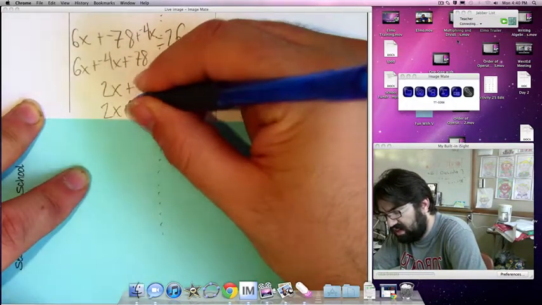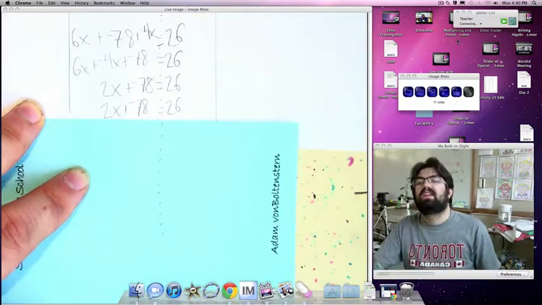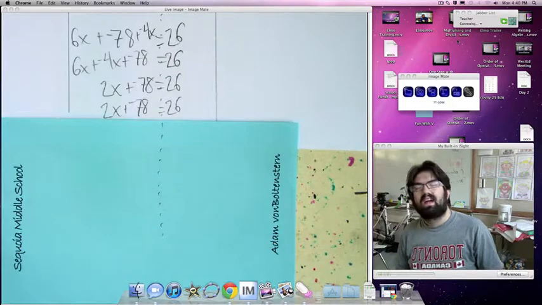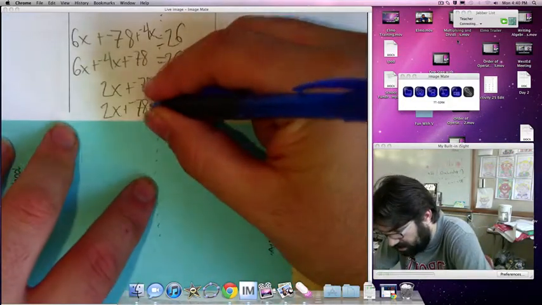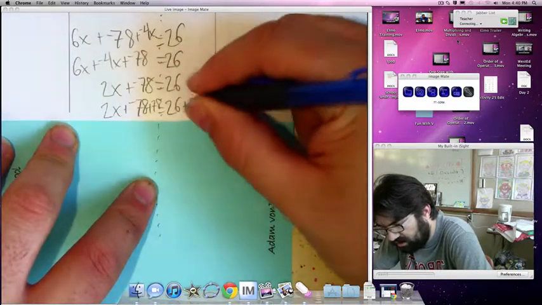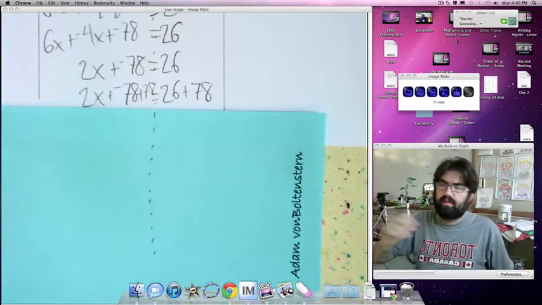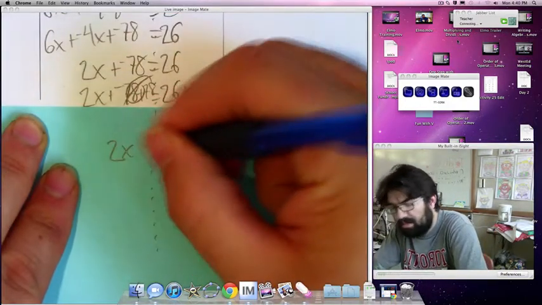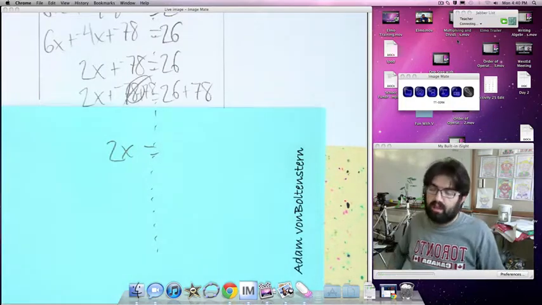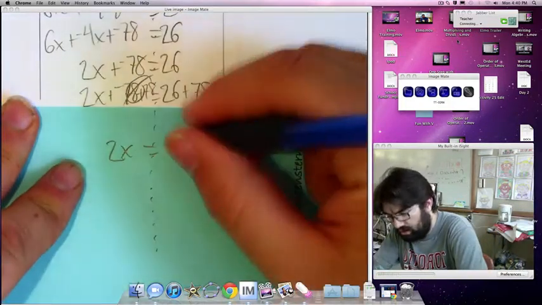2x plus negative 78 is equal to positive 26. The opposite of negative 78 is positive 78, so I'm going to add 78 to both sides. Negative 78 plus 78 is 0, so we just have 2x because of the additive identity. 26 plus 78 is 104.